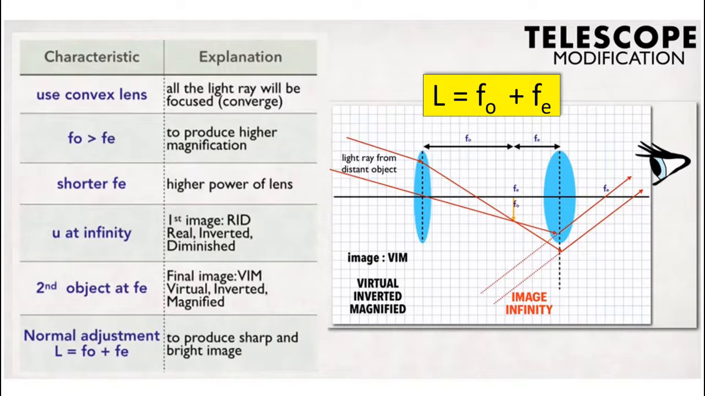Next, second, the object at the FE. The purpose is to make sure it can produce the final image which is VIM: virtual, inverted, and magnified. And last, the normal adjustment for telescope is always L equal to FO plus FE. Okay, so the explanation is to produce sharp and bright image.